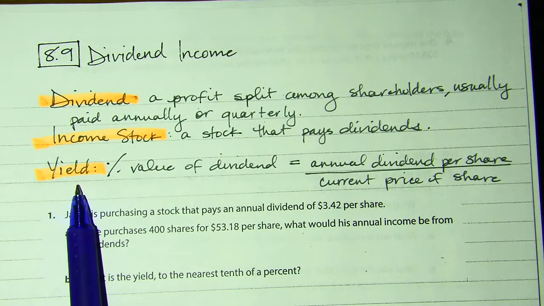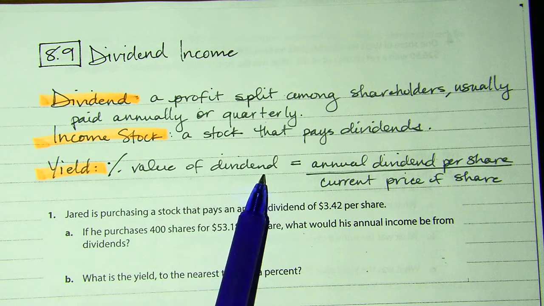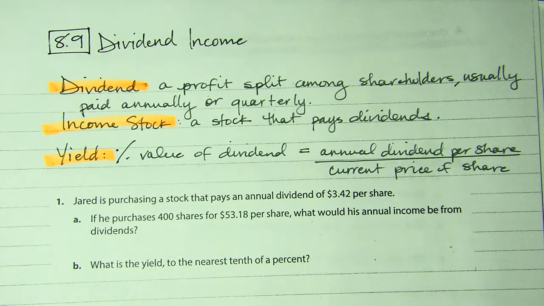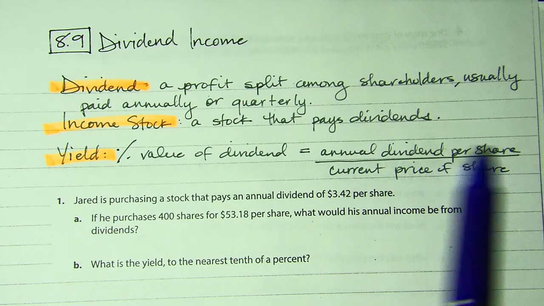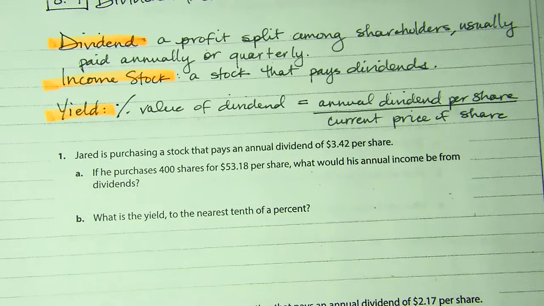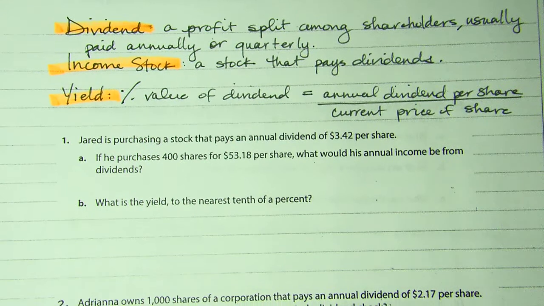When we refer to yield, that's the percent value of a dividend. And here is the formula we're going to use. It's your annual dividend per share divided by the current price of share. So we're going to jump in and do a couple examples.